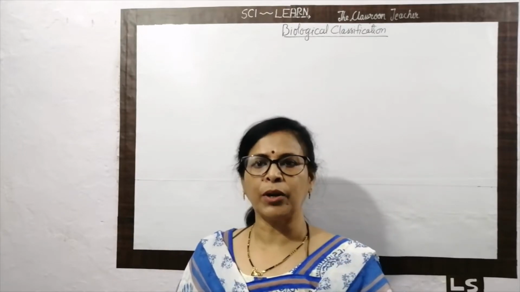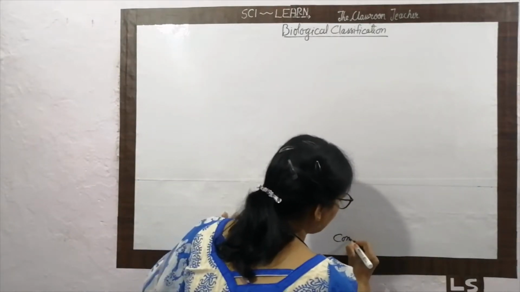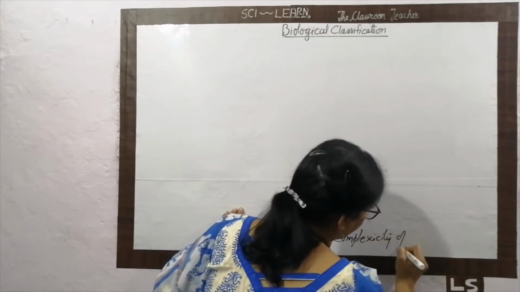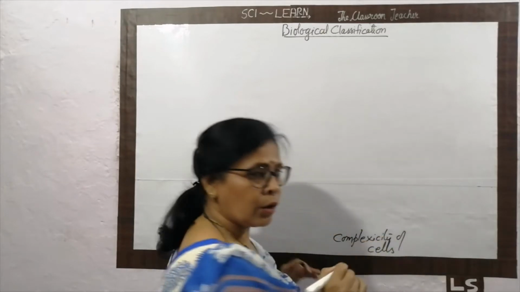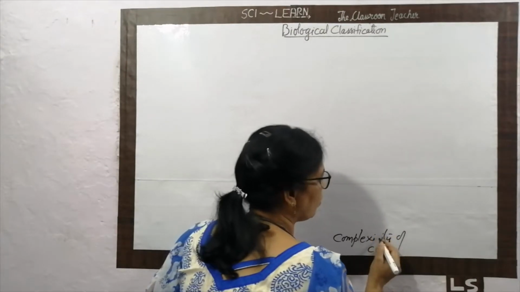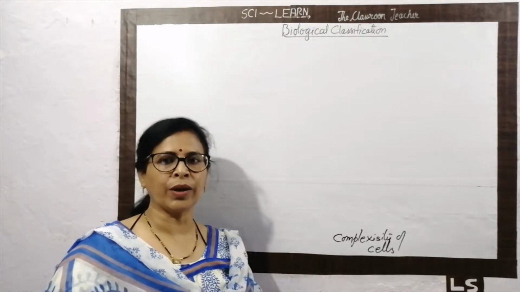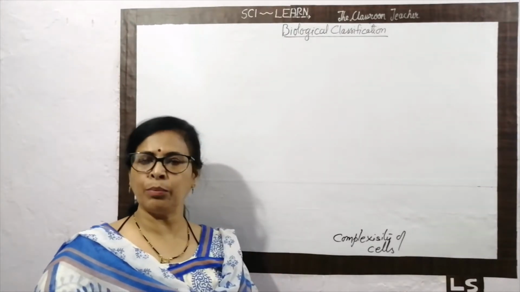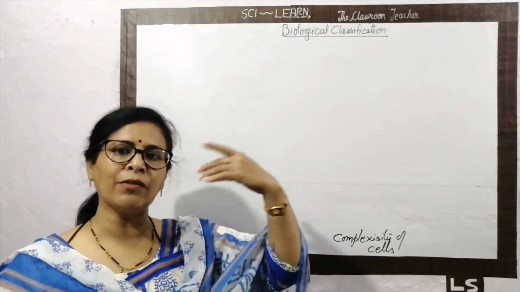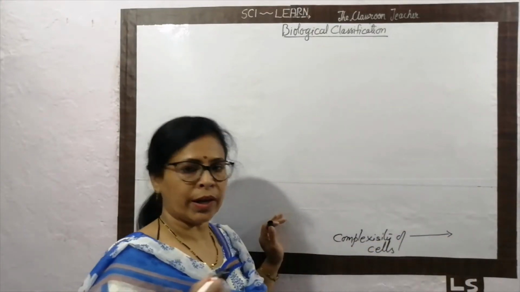We are going to start from the complexity of the cell. The first character taken by Whittaker is the complexity. What is the complex level of the cell? How much the cell is complex in its structure? That is called the complexity of the cell. These are called the eukaryote. This is called the prokaryote. First is the prokaryote. Prokaryote moves towards the eukaryote, as we know that from the lower level we have to move towards the upper level. So what is the first? That is called the prokaryotes.